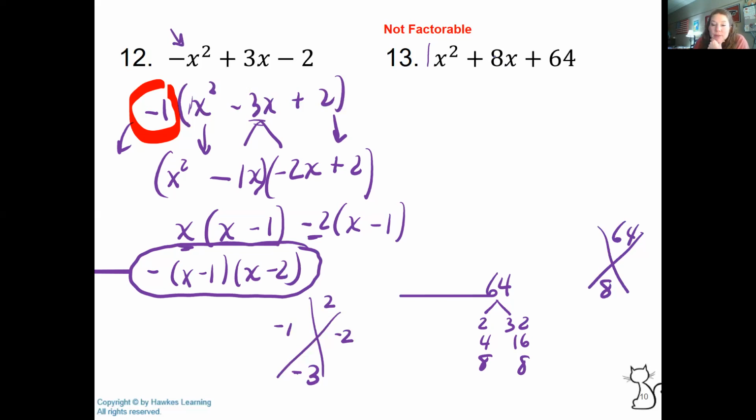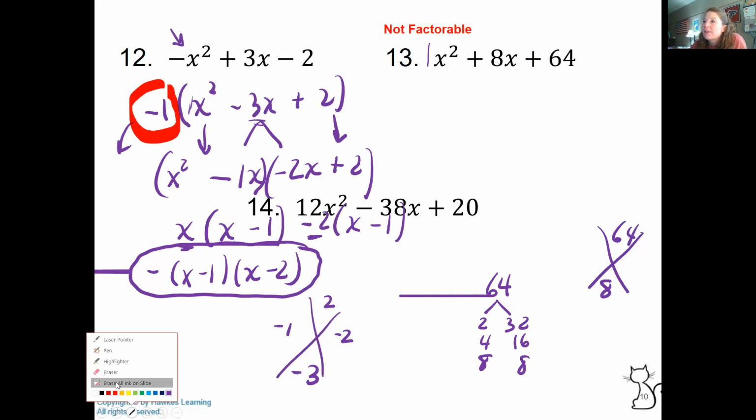On the homework site, there will be a button that says not factorable. And so this one is not, in fact, factorable. There's no two numbers that multiply to give me 64 and add to give me 8. Okay? So you'll get that answer sometimes, and that's totally fine. Let me erase all this stuff.